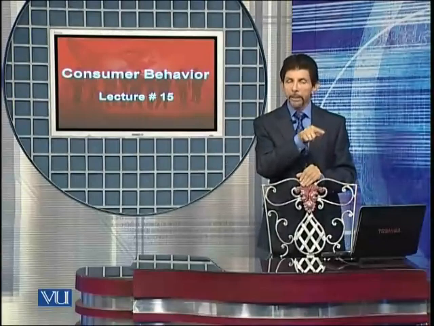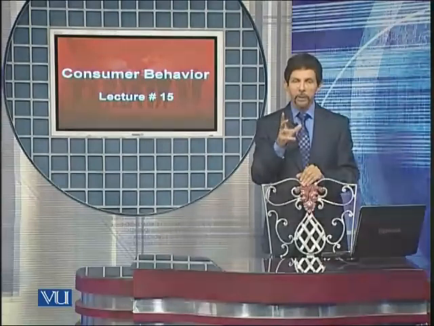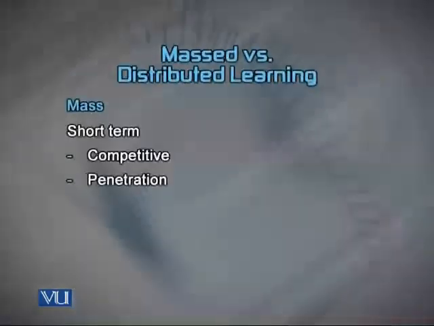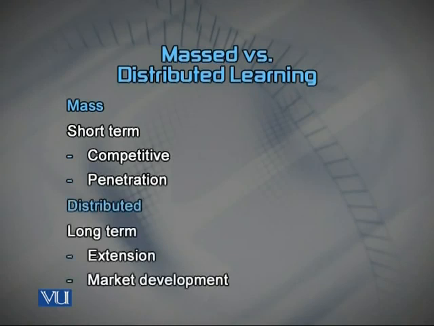Now, we were talking about the learning concept of reinforcement. There are two concepts involved here. One suggests that mass advertising should be done, and therefore mass learning or reinforcement should be done. That is basically what we call mass learning, and this is against the learning which we call distributed.